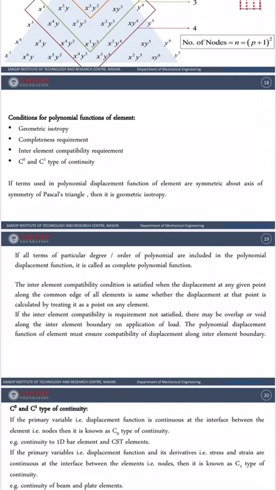If we consider a quadratic shape function, as we have discussed in Pascal's triangle, then for completeness of this quadratic polynomial shape function we need 6 terms: first the constant, then x, y, then x square, x y and y square. So these 6 terms should be there to satisfy the completeness requirement. If the selected displacement function is complete in nature, then we can say that geometric isotropy is already satisfied. Then the second guideline is what?